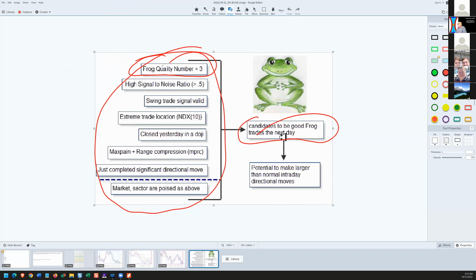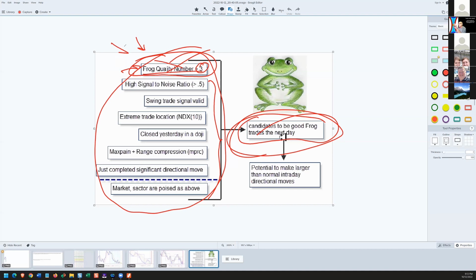But what if you didn't have a good frog quality number? Well, if yesterday was a large move, or you've had a series of a couple really good moves in a row, it's very hard to get a large frog quality number because the increased range expands the standard deviation, and you'll never get frog quality numbers better than 3. But you could have all of these other things in play, and they would be great candidates for a frog trade. So I don't want you to think of the frog quality number as a screen or a filter.